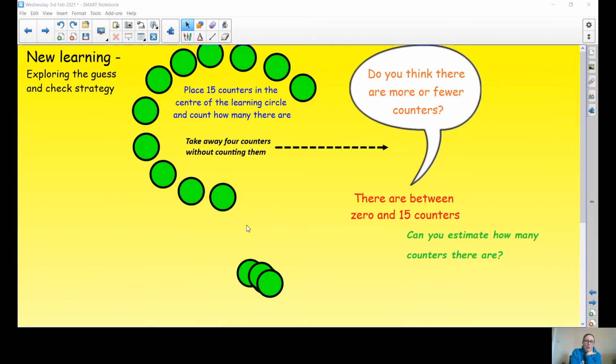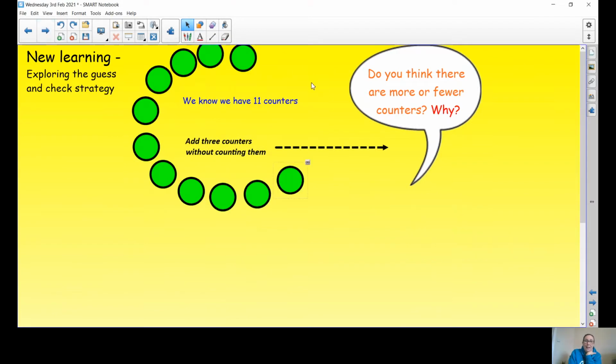So there are between 15 and 0 counters. Can you estimate how many counters there are now? Don't count them, just have a guess. We have 11 counters, well done. So we had 15 and we took away 4. So 15 take away 4 is equal to 11.